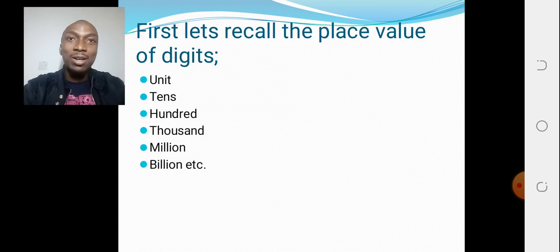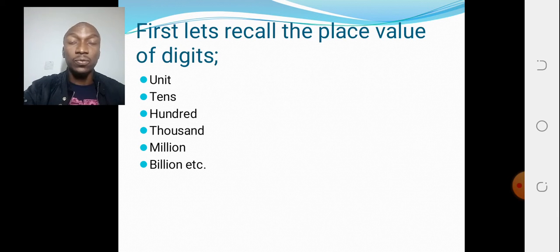Quite easy, right? So first, let's recall the place value of digits, what we are already used to. Please say it after me. Unit. Good. Tens. Hundred. Thousand. Million. Good. Billion. And so on and so forth. So we have trillion, quadrillion, and so on, but today our emphasis is on million.